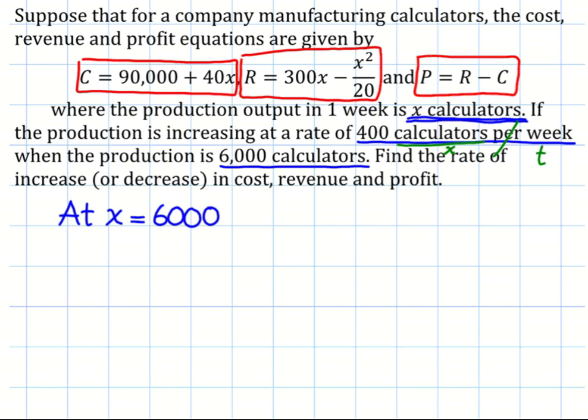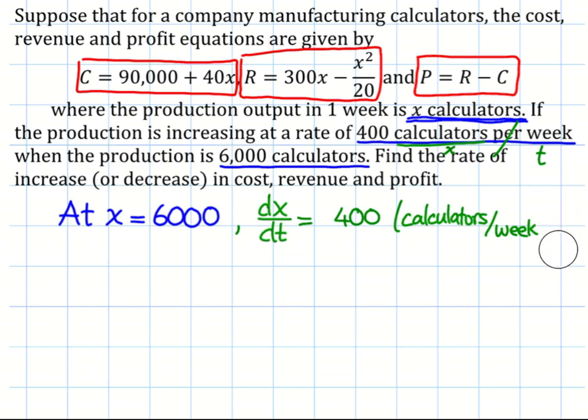So pretty much we can write dx over dt is 400. So it is increasing, so it's going to be positive. And that is calculators per week. So that's what we are given.